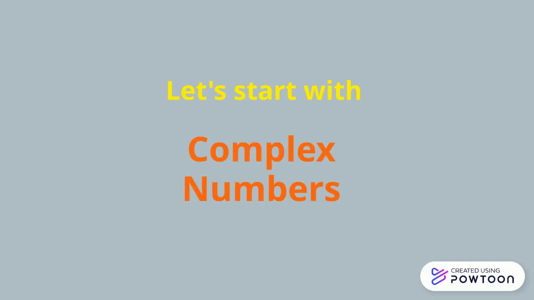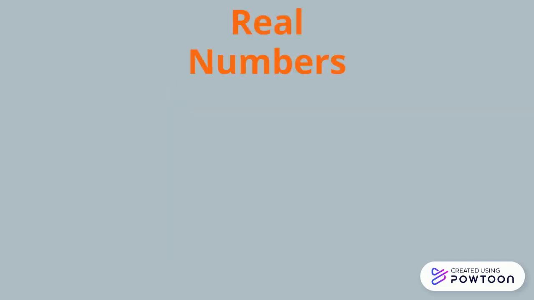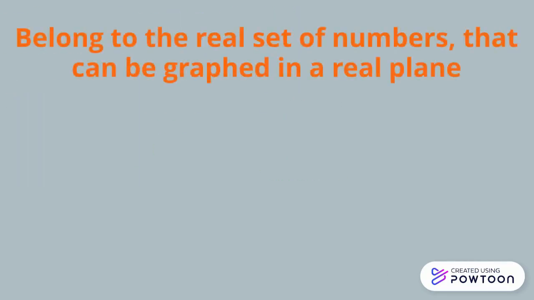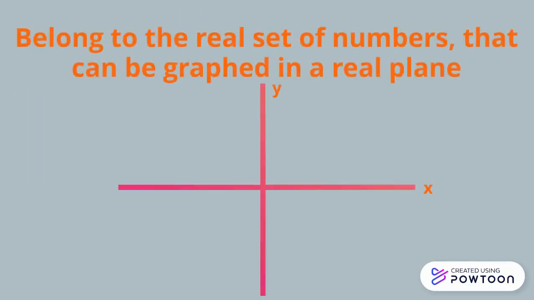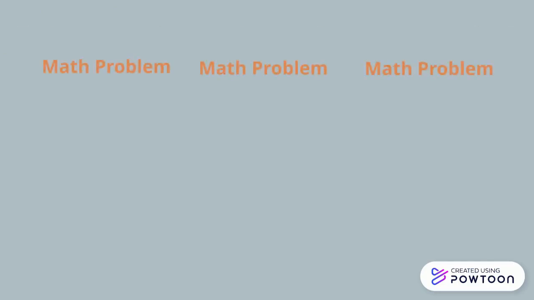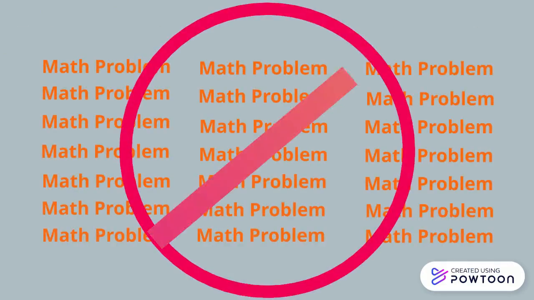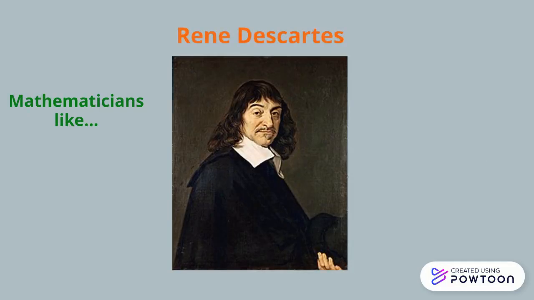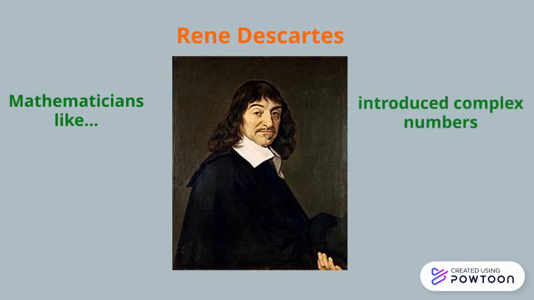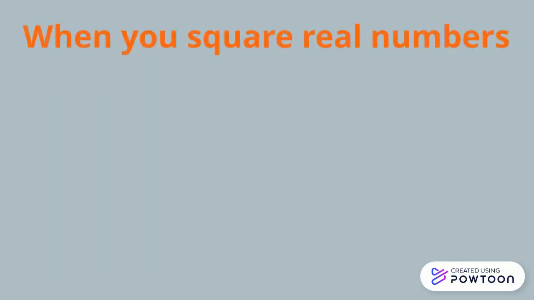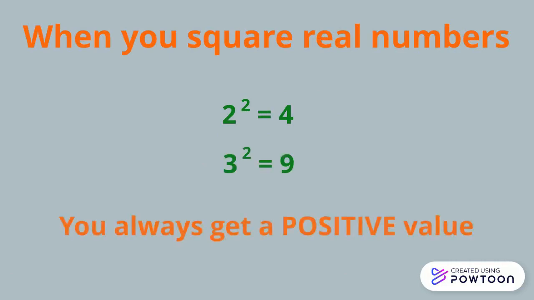Let's start with the concept of complex numbers. So far, you've probably only encountered real numbers, such as integers like -1, 0, +1, and decimals like 0.25, 8.8, and more. These numbers belong to the real set of numbers, which can be shown in a real plane. However, there are many math problems that can't be solved using real numbers, and this is why mathematicians introduced a complex set of numbers.